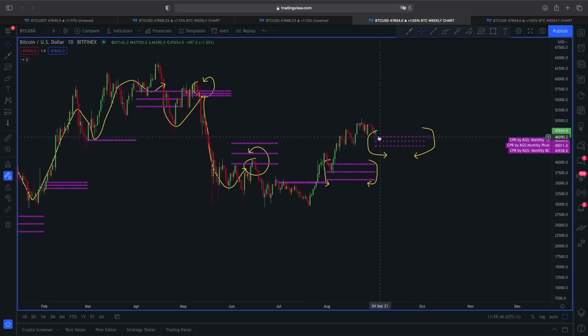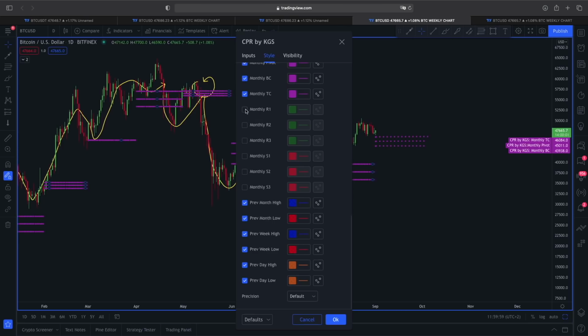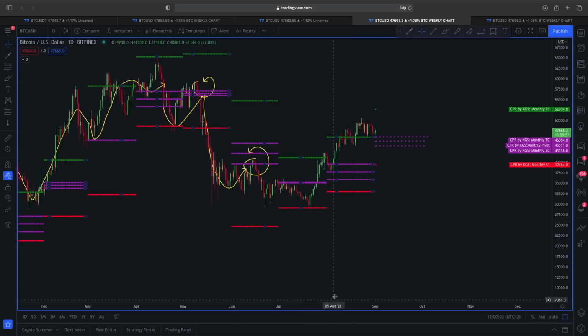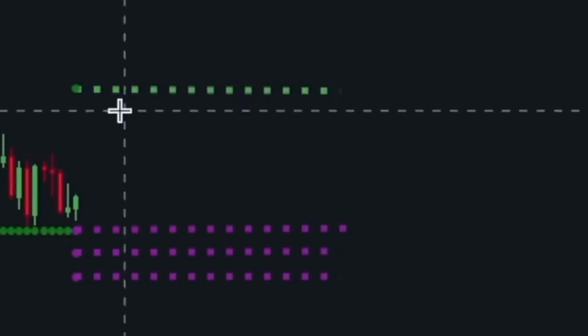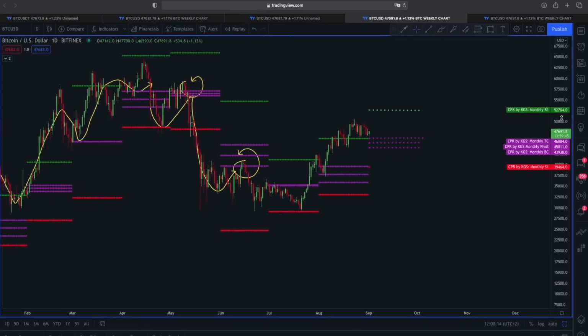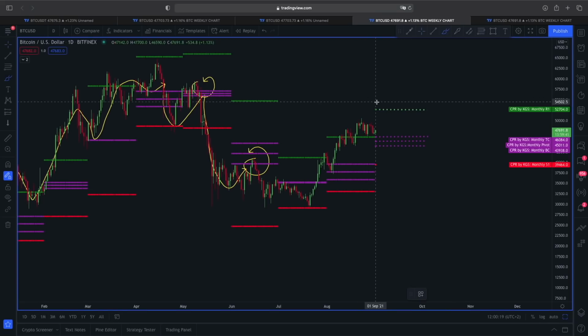But now let me show you the first target for this September month. So if you add the CPR, the first target for this month, the monthly R1 line, and the monthly S1 line, this green dot is going to stay here until this month ends. So it's not going to move from here. You can see this resistance line, which is lying around $52,700, is our target for this September month.